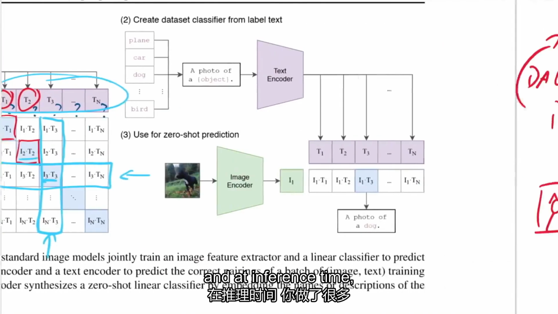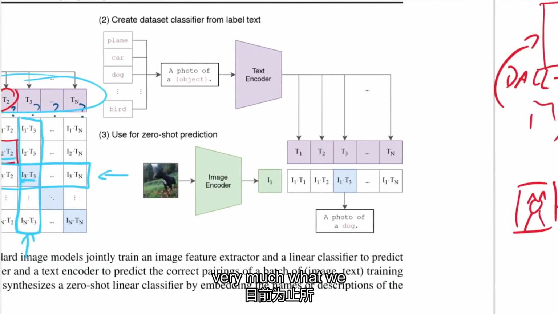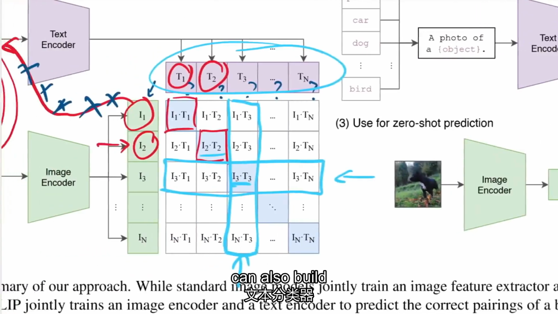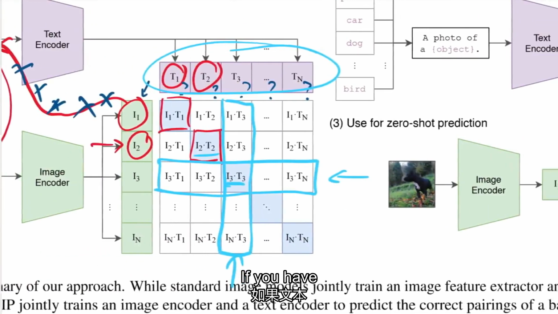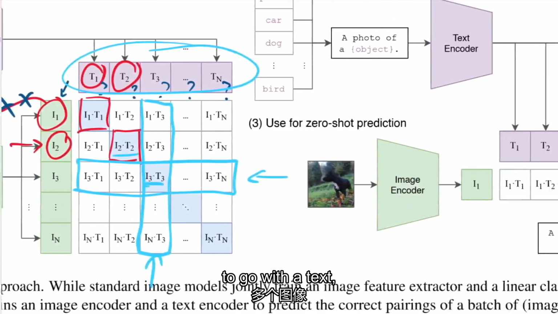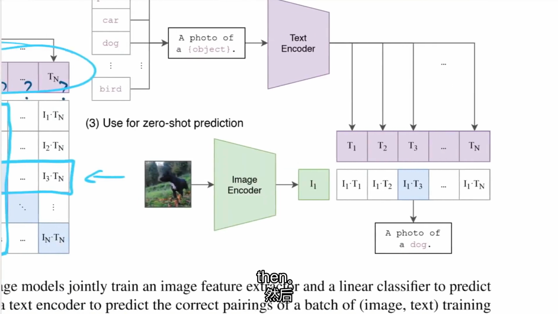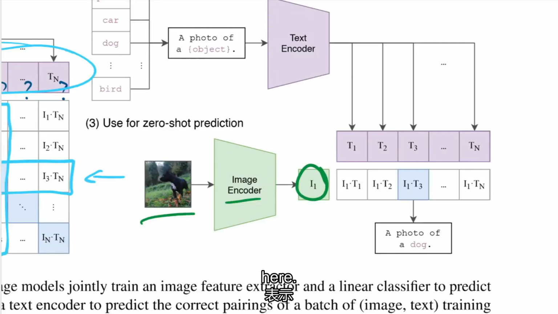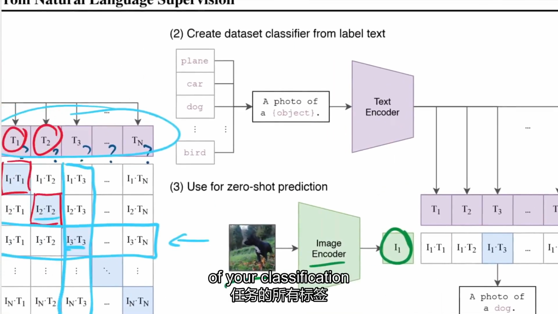And at inference time, you do very much what we did so far. So if you want to build an image classifier, and the interesting thing is you can also build a text classifier, right? If you have multiple images to go with a text, then you can do that. It's entirely symmetric. But in this case, you take an image, you put it through the image encoder, you get a representation here, you get all the labels of your classification tasks, right? So this is the label right here.